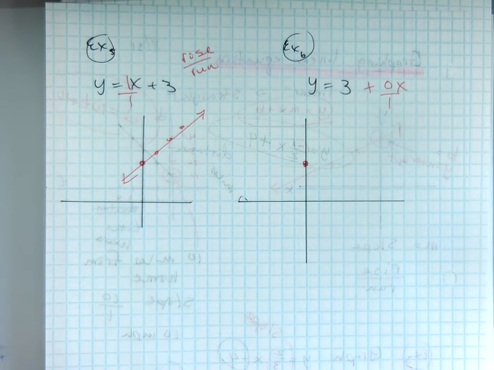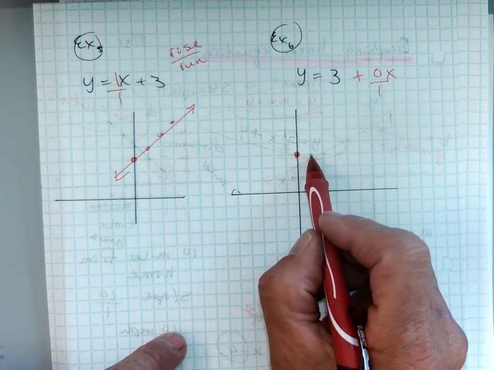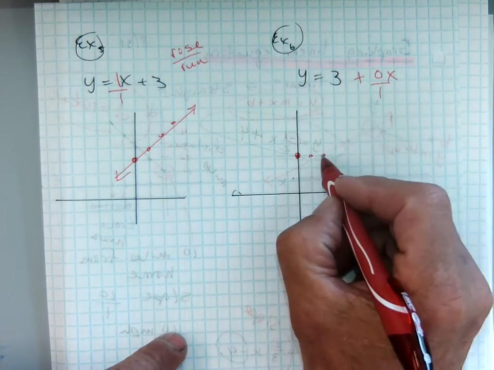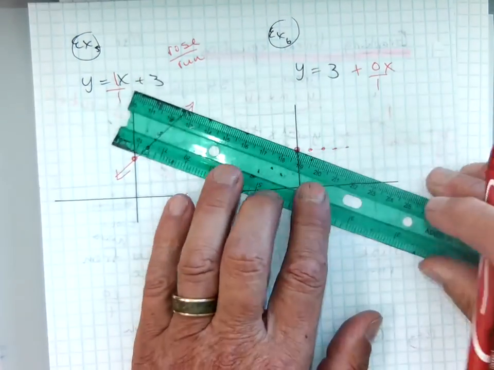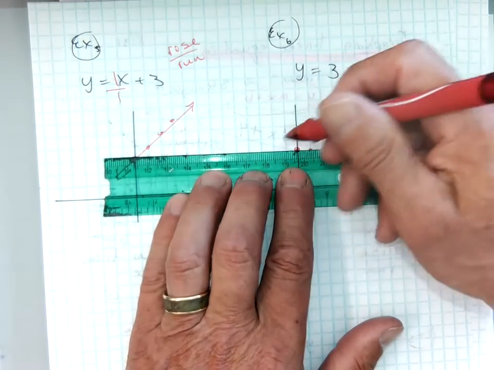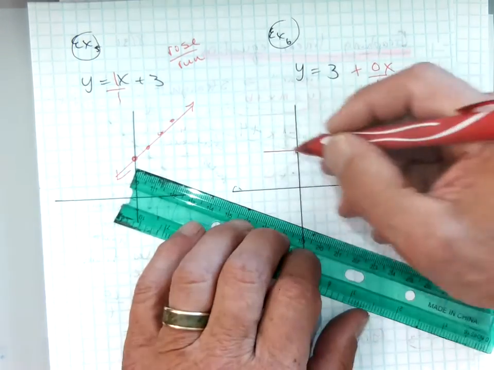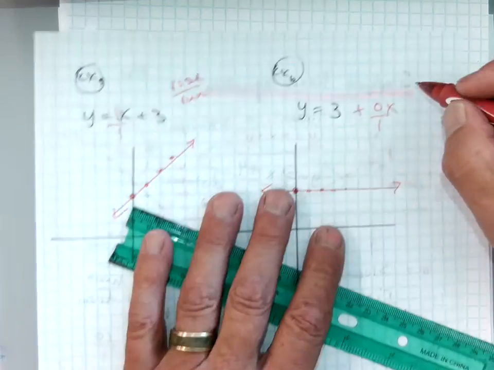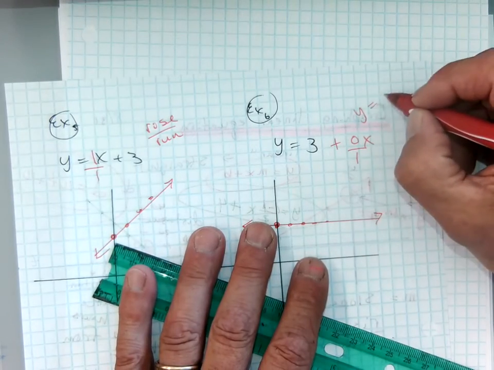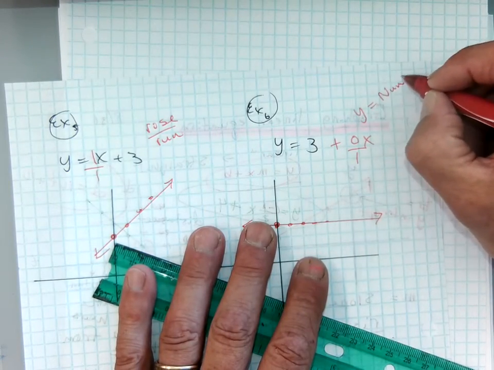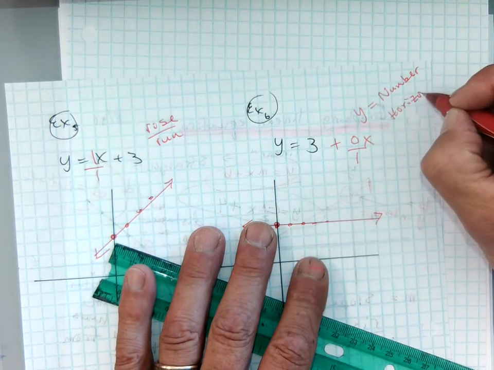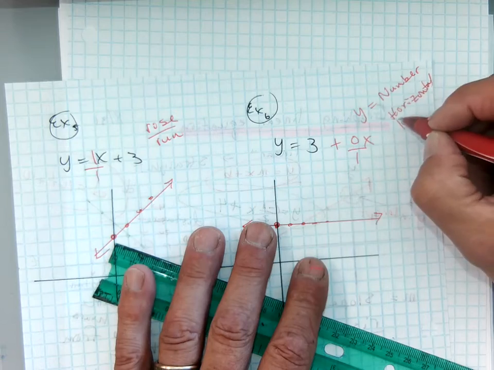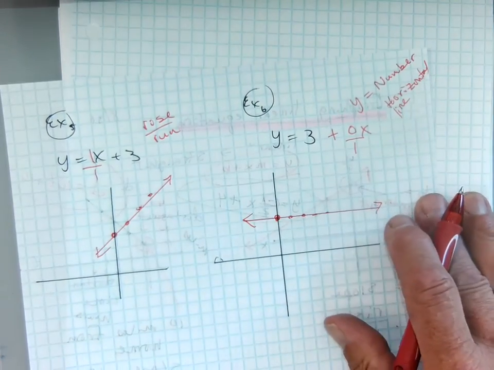So it's 0 over 1. So watch. Up 0 over 1, up 0 over 1, up 0 over 1. So if it's just y equals some number, it is going to be a vertical line. Sorry, horizontal line. I said that wrong. Y equals any number, just the number, it's going to be a horizontal line, okay? And here is why it works.